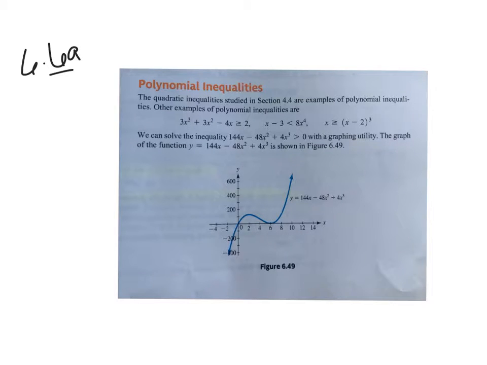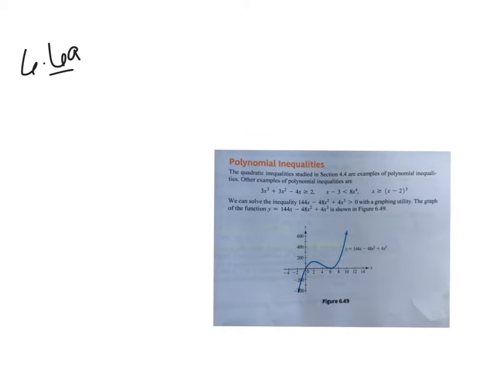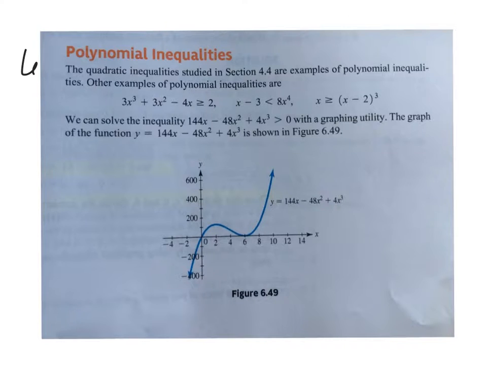So this is 6.6, the first video A, and this is over polynomial and rational inequalities. This is the last section of chapter 6, and the picture that I have here is at the bottom of page 493. It is obviously the function y equals 144x minus 48x squared plus 4x cubed. Our degree of the polynomial is a 3, and that's why it looks like a cubic function, because it is.